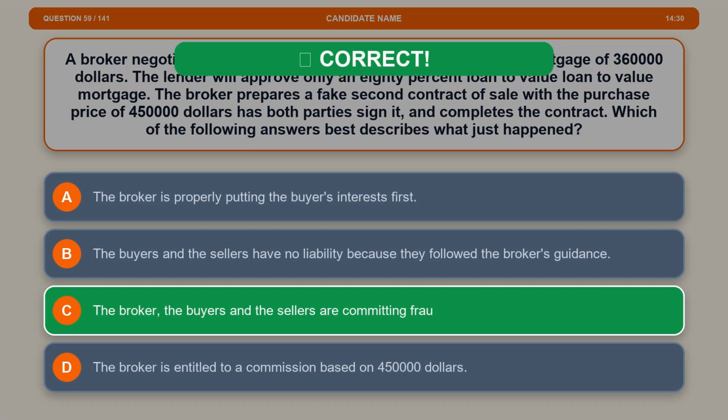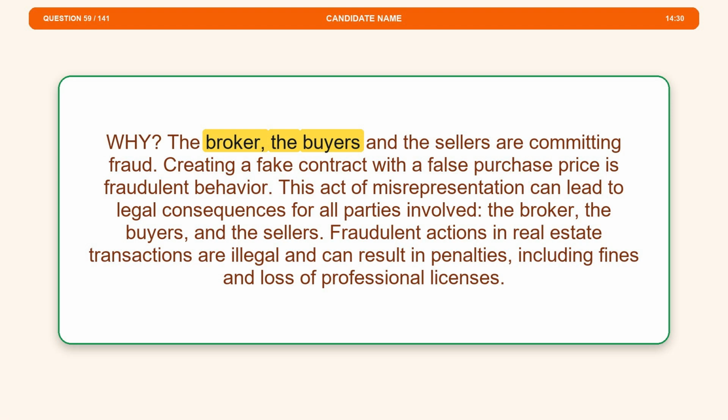The correct answer is option C. The buyers and the sellers are committing fraud. Creating a fake contract with a false purchase price is fraudulent behavior. This act of misrepresentation can lead to legal consequences for all parties involved: the broker, the buyers, and the sellers. Fraudulent actions in real estate transactions are illegal and can result in penalties, including fines and loss of professional licenses.